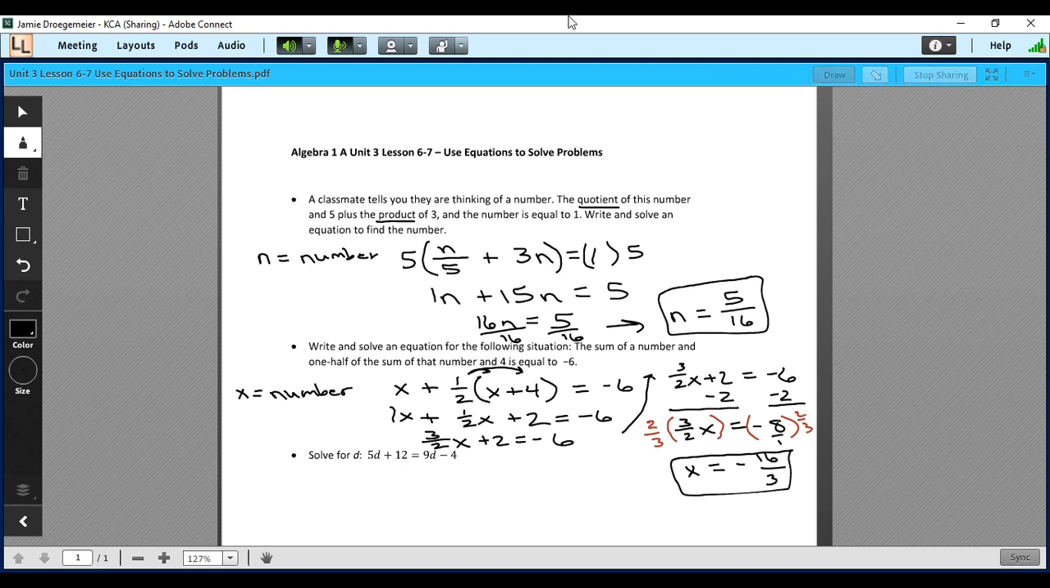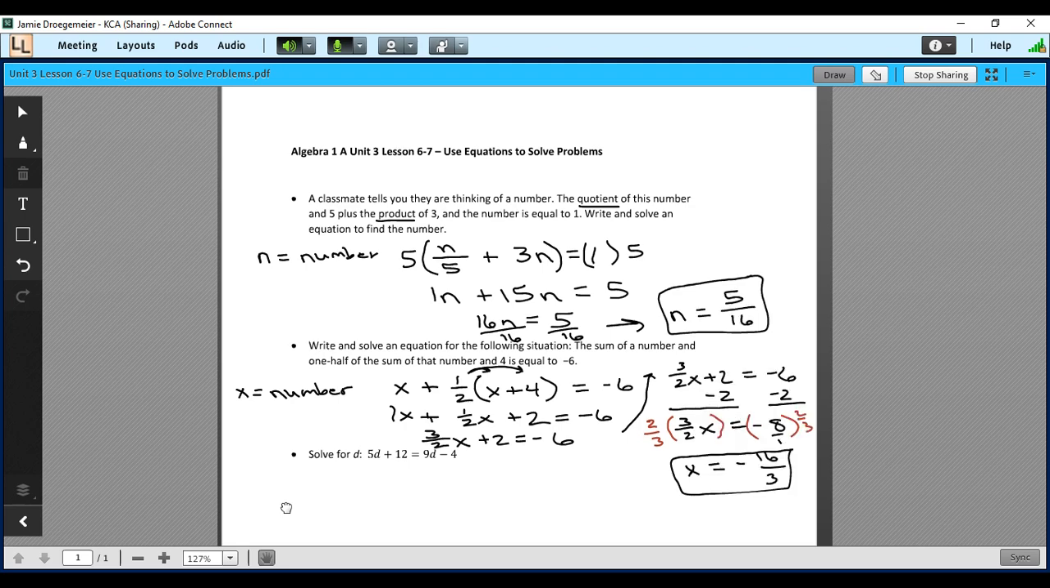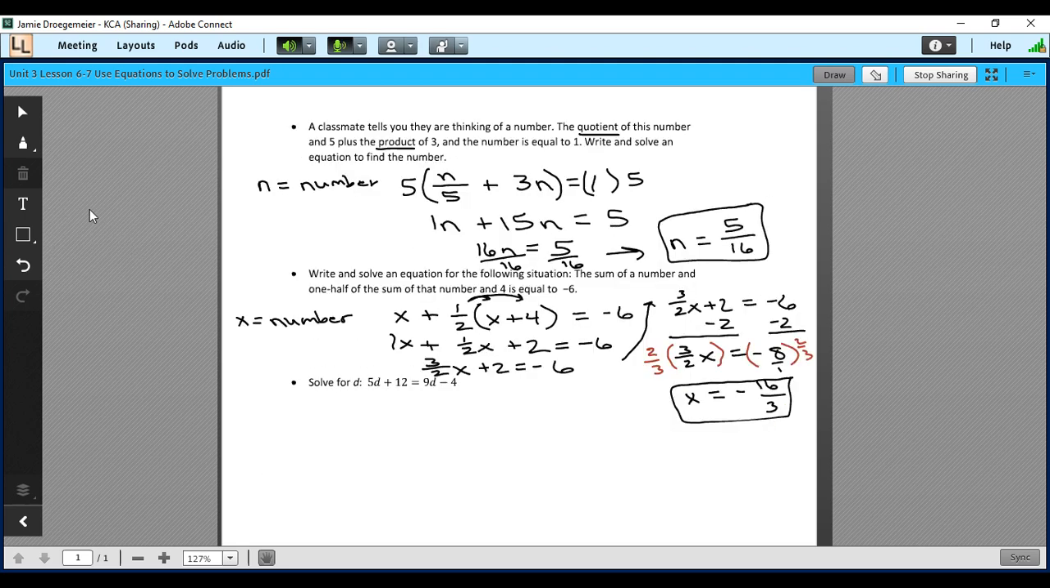All right, and then our last example here, they've given us the equation to begin with, and they want us to solve for our variable of d. So we have 5d plus 12 equals 9d minus 4. So here I have a variable on each side, and I have my constants on each side. I need to get my variables on one side, my constants on the other, and I can work either side. I'm going to get my variables on the left side, get my constants on the right side.